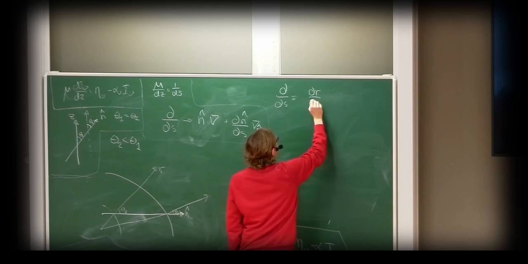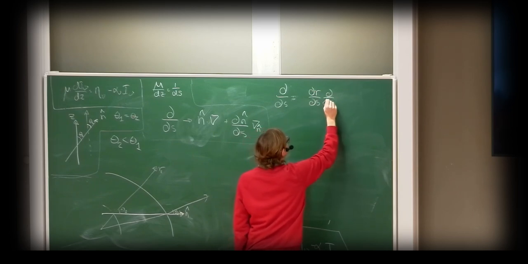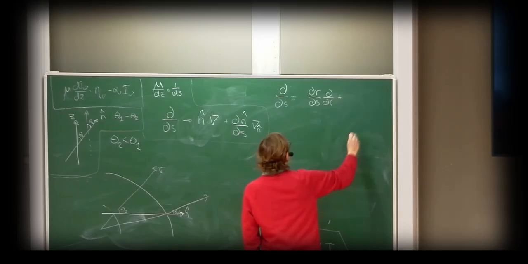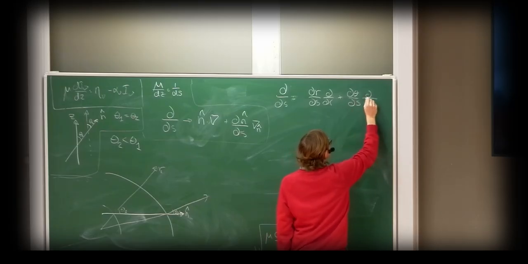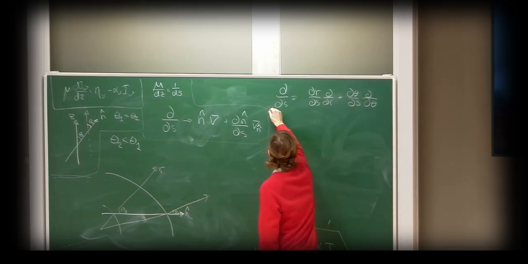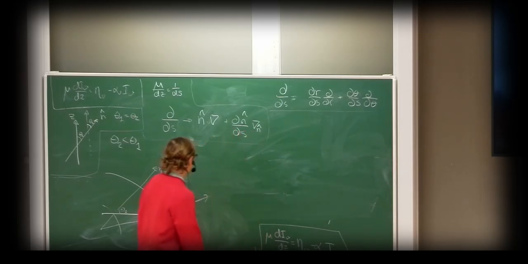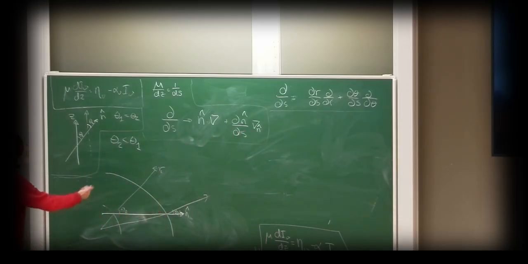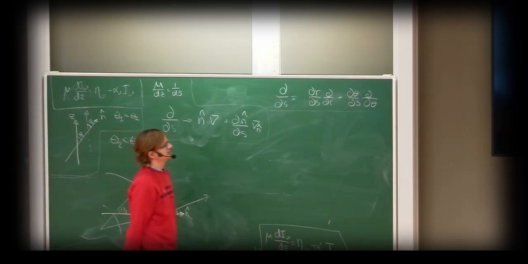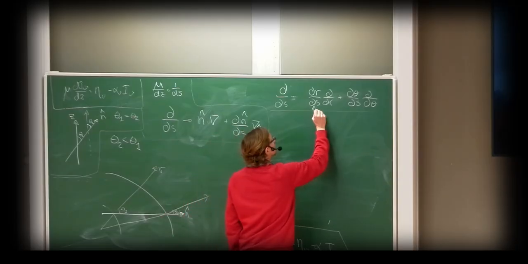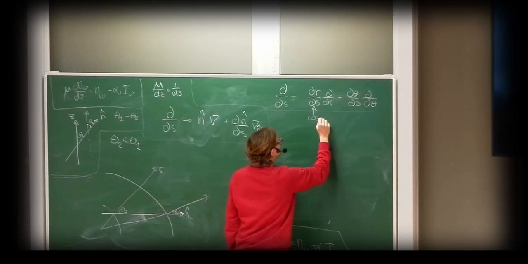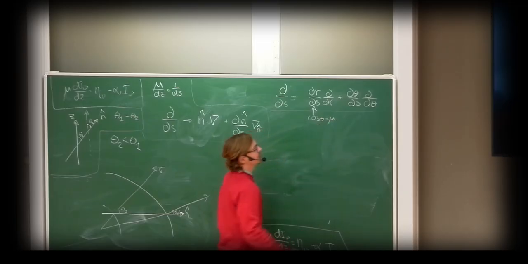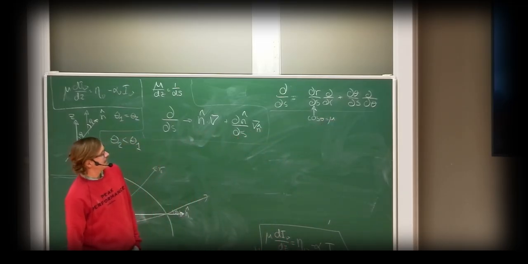Then we can see that d/ds is going to be dr/ds d/dr plus dtheta/ds d/dtheta in this case. Now, the dr/ds, we can just read off actually from the geometry of the situation. That is just going to be, again, cosine of theta, which equals mu. So there we have that.